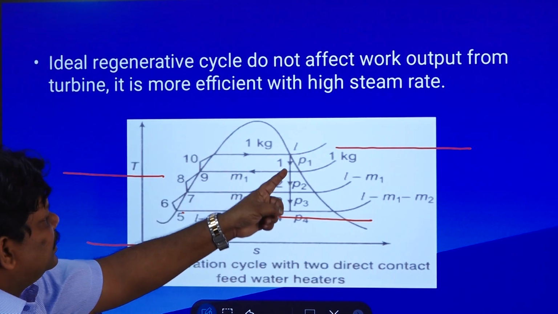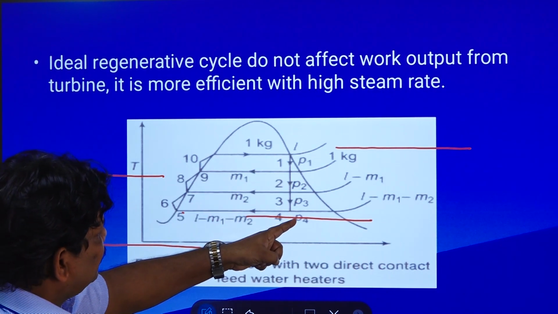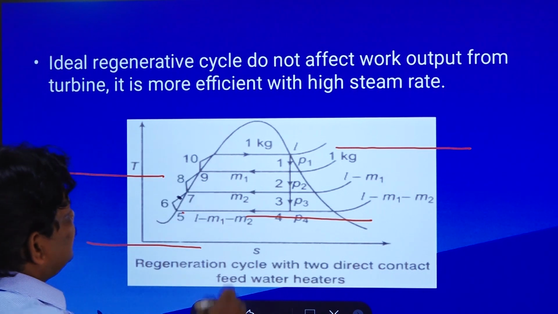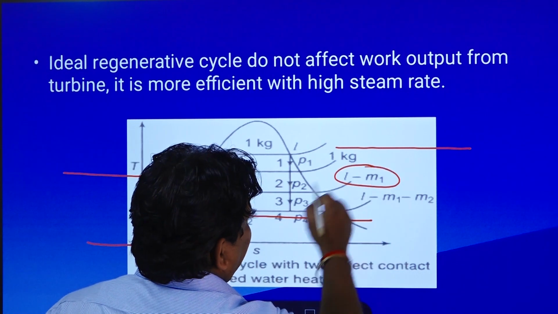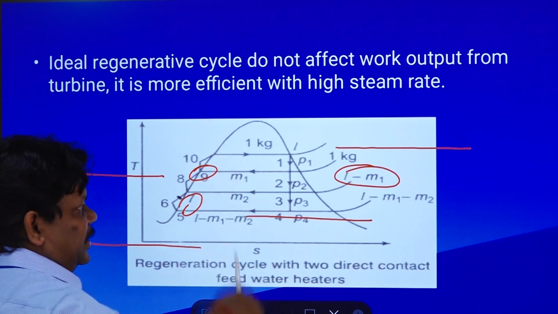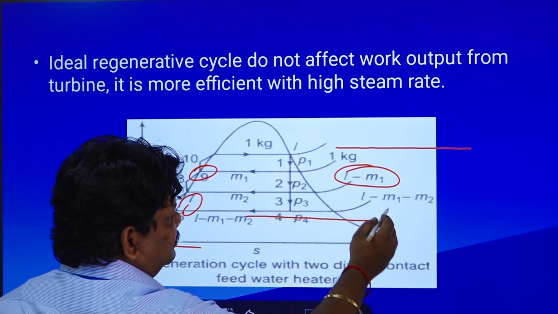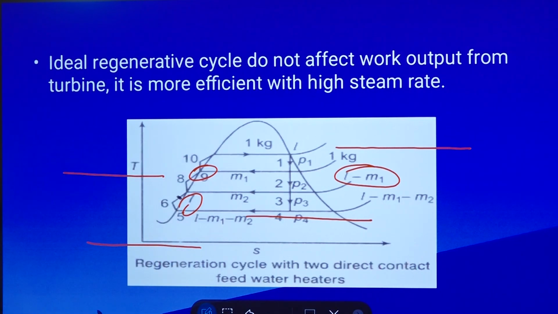So you can see here you have n number of processes, 1 to 2, 2 to 3 and 4. You can see how the regeneration takes place. Suppose 1 kilogram of this fluid is supplied, it is 1 minus M1, and for the second it is 1 minus M1 minus M2. The same will be supplied to this point.